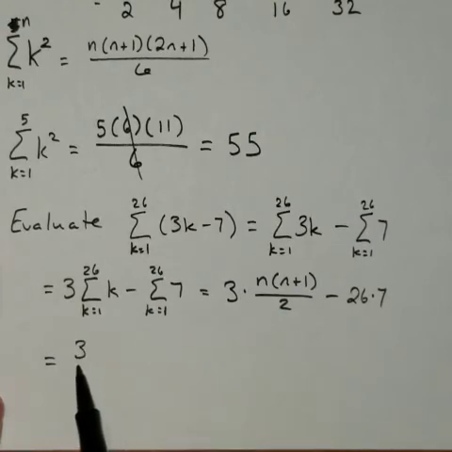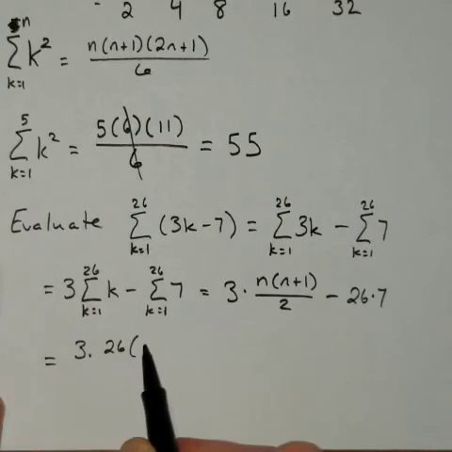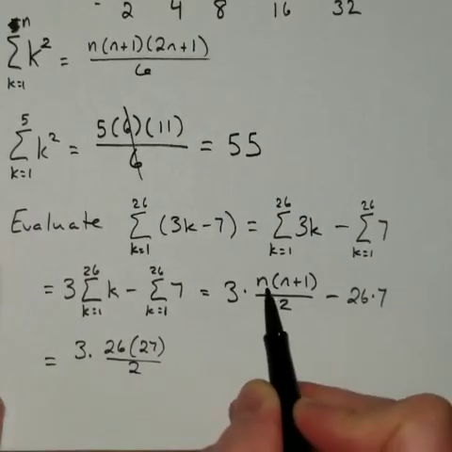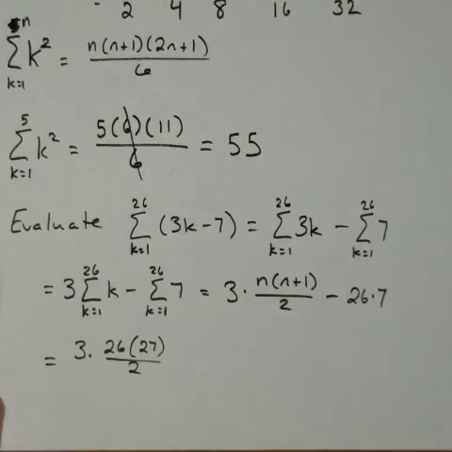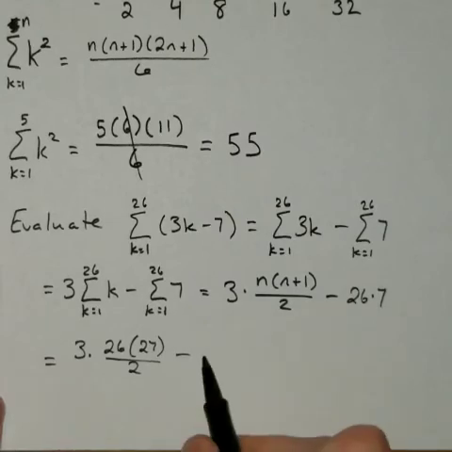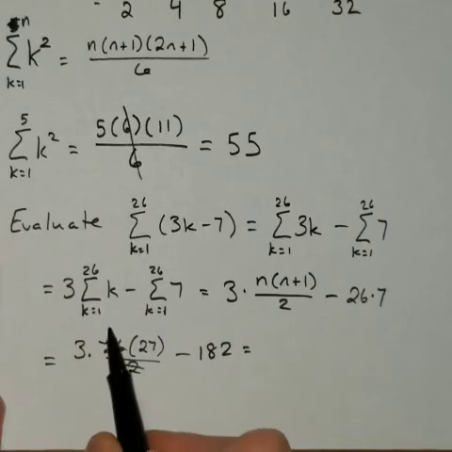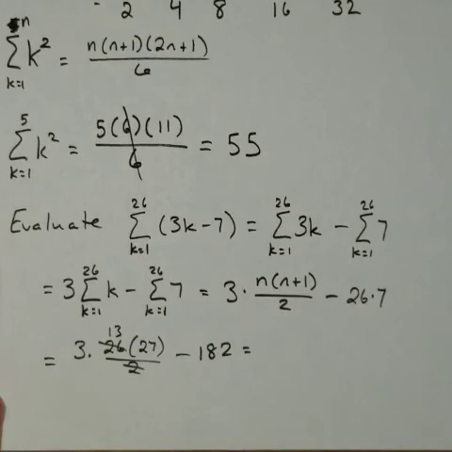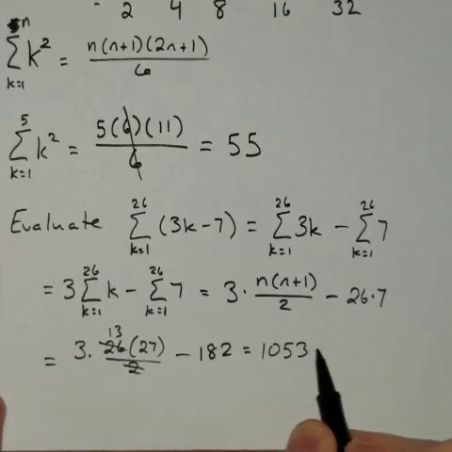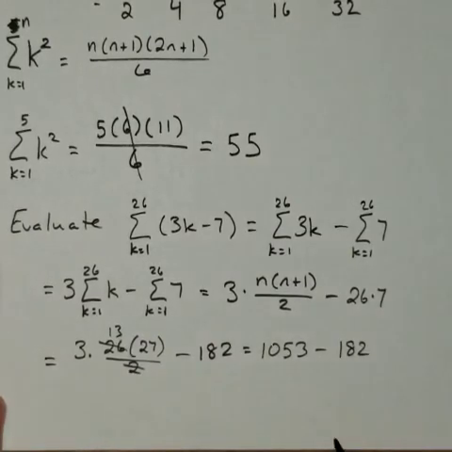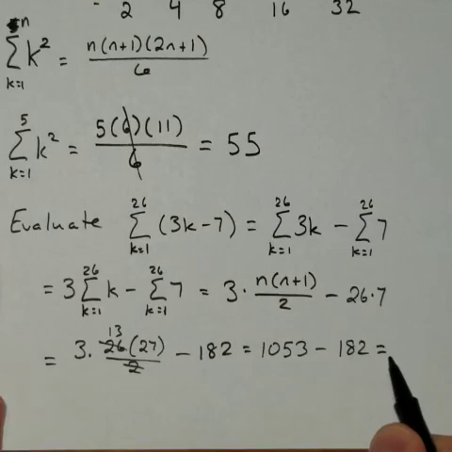I get 3 times 26 times 27 all over 2, since 26, n plus 1, is 27. Then I subtract whatever 26 times 7 is. What's that? 182. So let me do a little bit of simplifying here. 26 over 2 is 13. 3 times 13 times 27, I've got my calculator on the side, I'm punching these in, is 1053. And then I subtract off the 182, and I should get a value of 871.